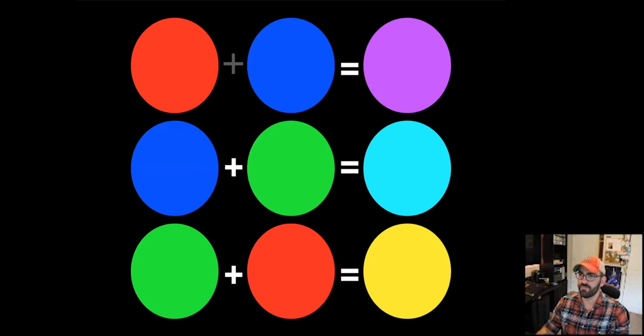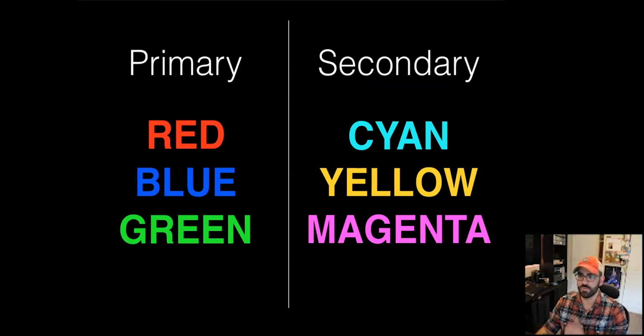Here's a little bit of a kind of a mathematical view of that. So again, red and blue combine together to form magenta, blue and green can combine together to form cyan, and green and red combine together to form yellow. So again, we have our three primaries and our three secondaries.